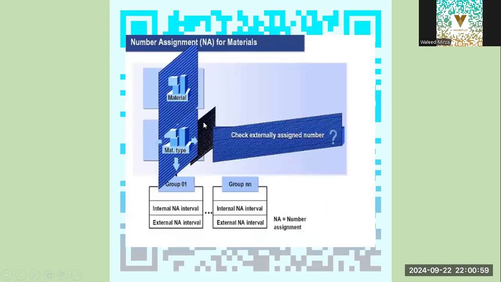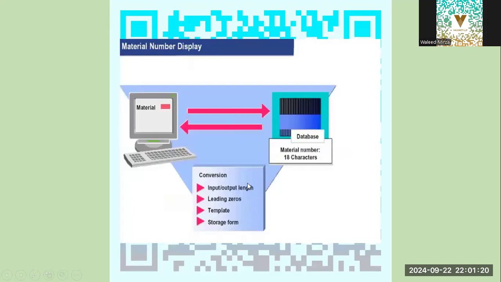Number assignment. Now, raw materials will have their own interval. Semi-finished goods will have their own interval. Okay. Just to differentiate and distinguish these material types. So group 01, like raw material, will start with 01. The other group will start with 02, and so on. That material number will be differentiating one material type from another.